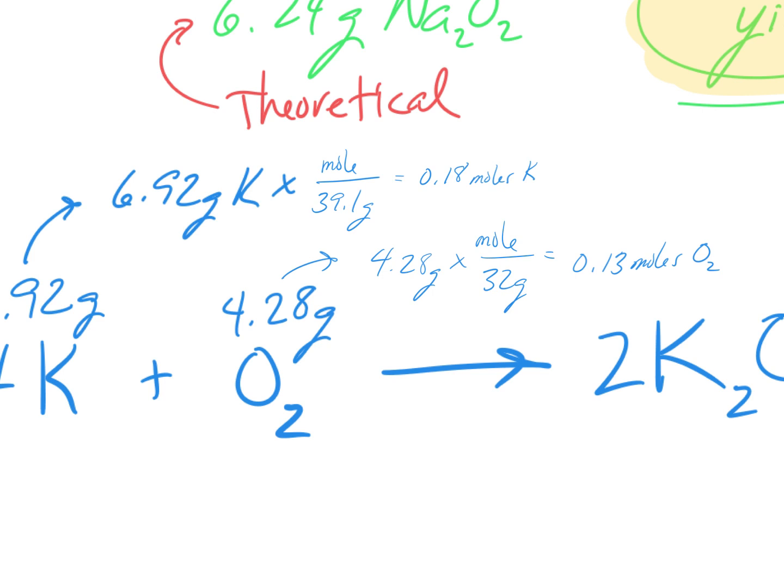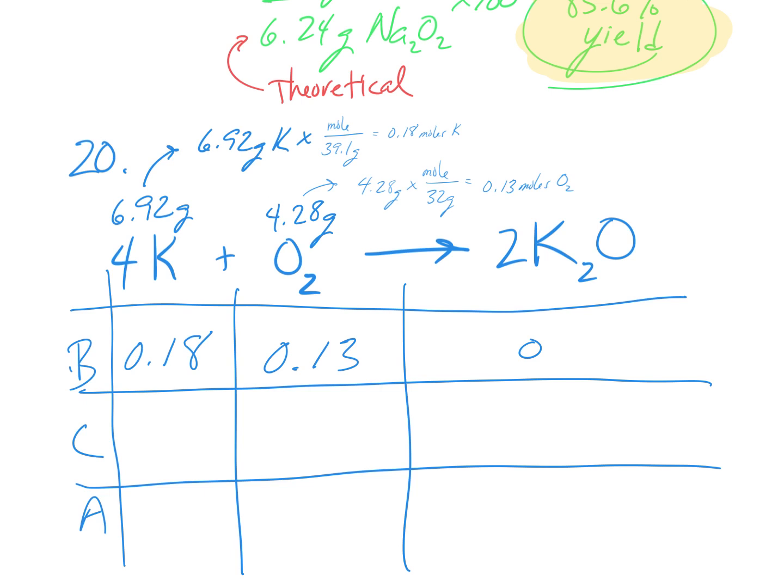Let's now put together our BCA table. Okay, to start things off, I'm filling in the before part. We've got 0.18 moles of potassium, 0.13 moles of oxygen, and of course, before the reaction starts, we have not made any potassium oxide yet. So which of these is going to be the limiting reactant? Well, let's think about this. If I was to use all 0.13 moles of oxygen, then I would need 4 times this number, right? Here, let's just think through this first.